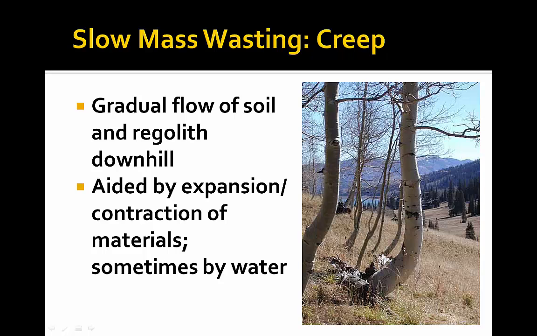Now we can move on to the slow methods of mass wasting. Creep refers to the very slow movement of soil and dominantly the regolith, rocky material, downhill. And this can be aided by the expansion and contraction of minerals due to temperature. It can be aided by water in some cases.